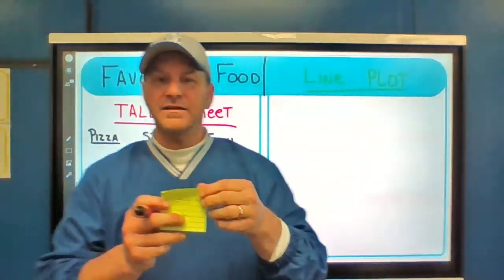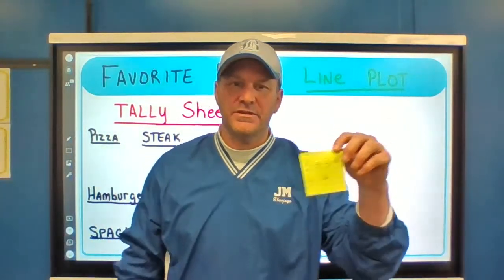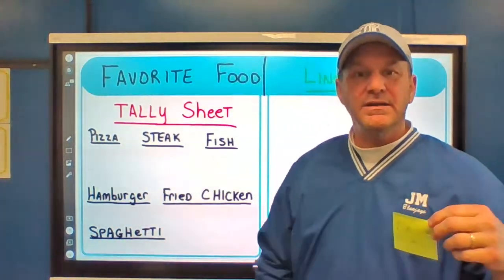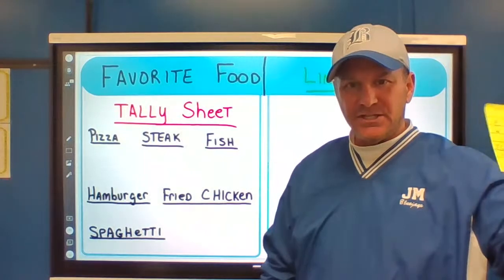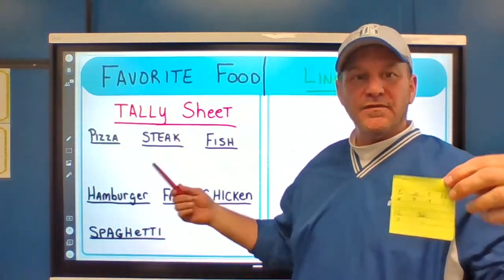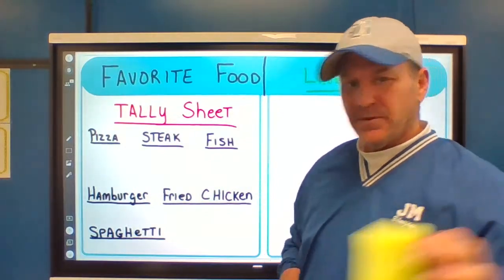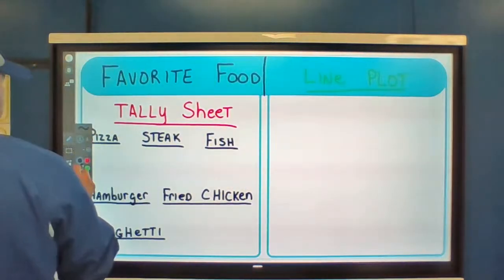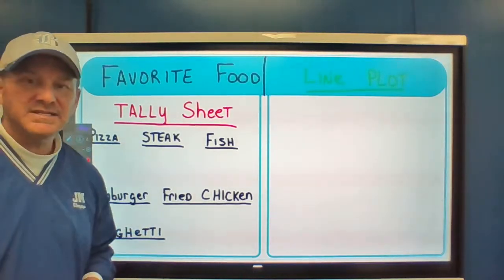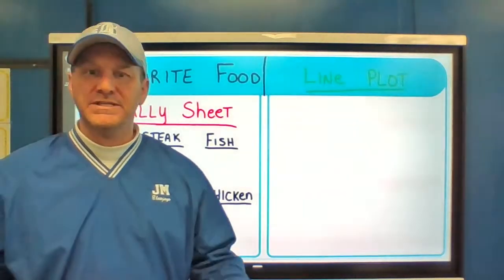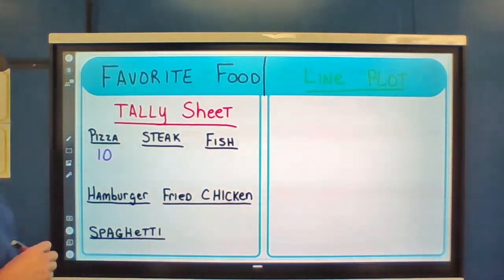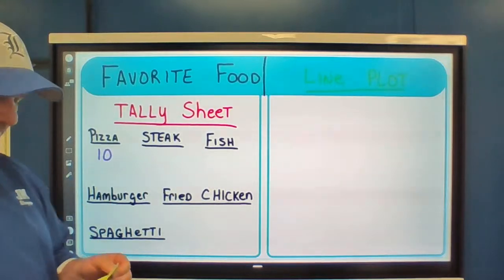So from the data that you guys provided me from answering the question, what's your favorite food, I'm going to go ahead and fill in my tally sheet. My tally sheet, again, represents how many of you chose pizza, how many chose steak, fish, and so on. So that's what I'm going to do right now. Those of you that chose pizza as being your favorite food, there were 10 people. So I would put 10. 10 of you chose pizza as your favorite.